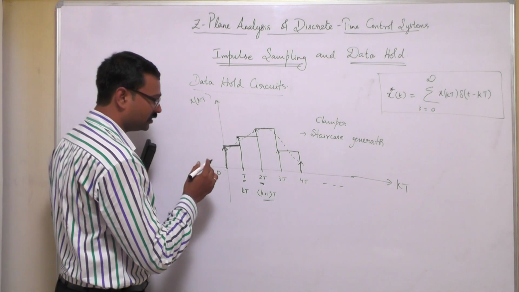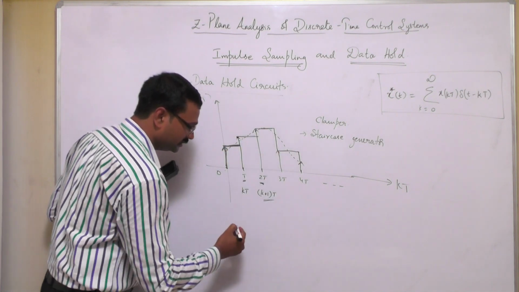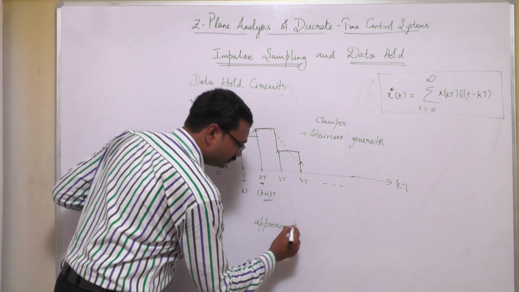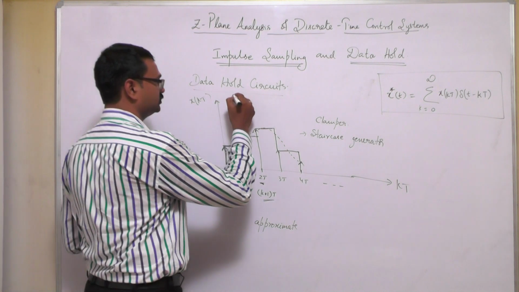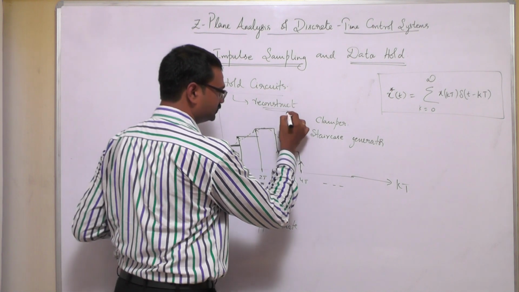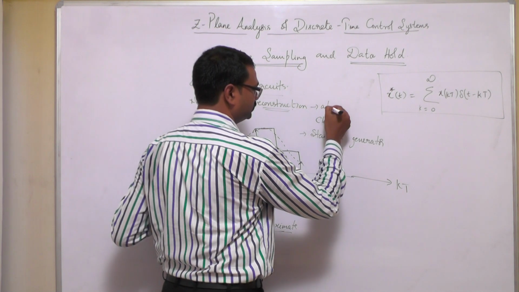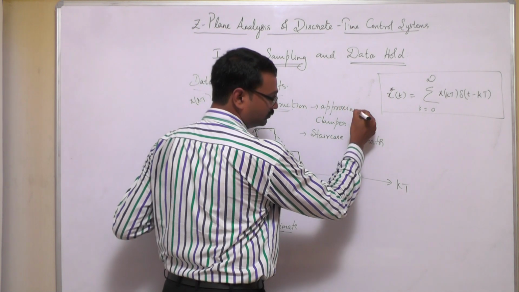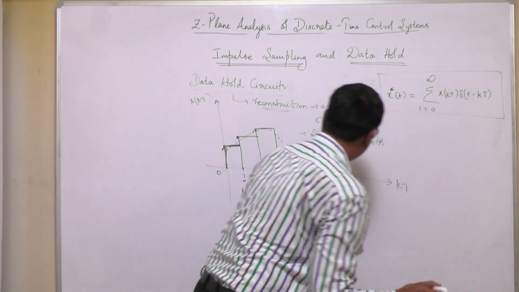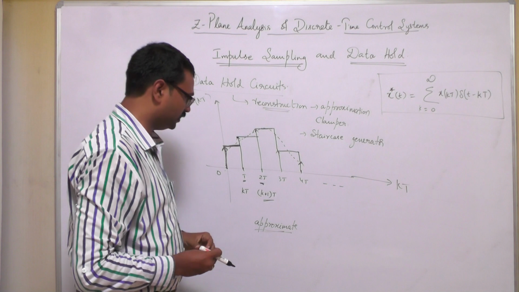Now you can see that we are only trying to approximate the continuous time signal. For example, if this is our continuous time signal, then we are only trying to approximate the reconstruction process. Data hold circuits are trying to reconstruct. So this reconstruction process is an approximation process. Reconstruction is approximation. So the reconstruction that is done by a data hold circuit is nothing but an approximation.